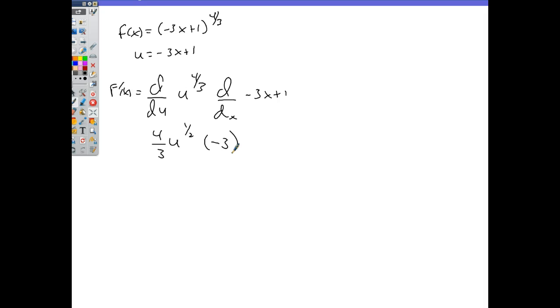So can I multiply this first? I don't want to confuse you with too many steps. Is that 1/2 or 1/3? 1/3. You're right. I'm wrong. Everybody okay? You can multiply. So I'm multiplying that. So I get negative 12/3 U to the 1/3, which is negative 4. What's U? Negative 3x plus 1 to the 1/3 power, and I'm done.